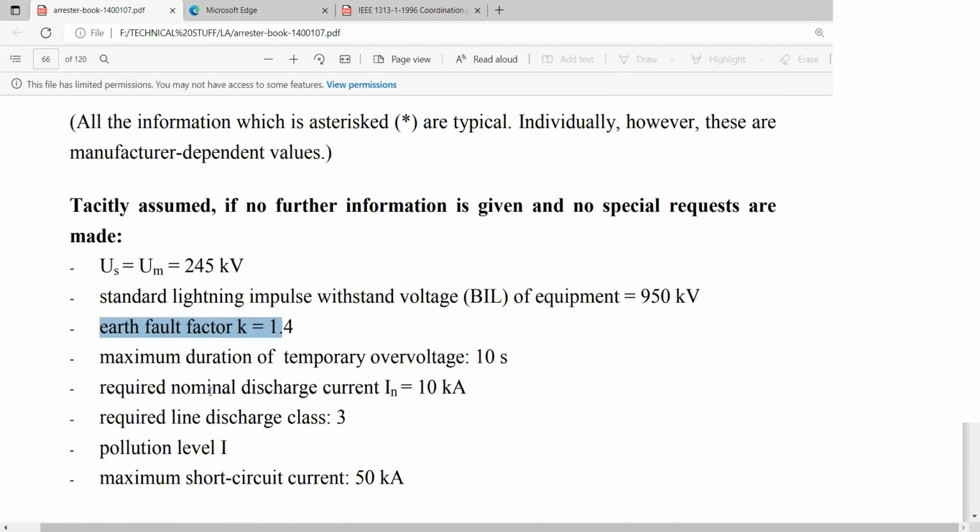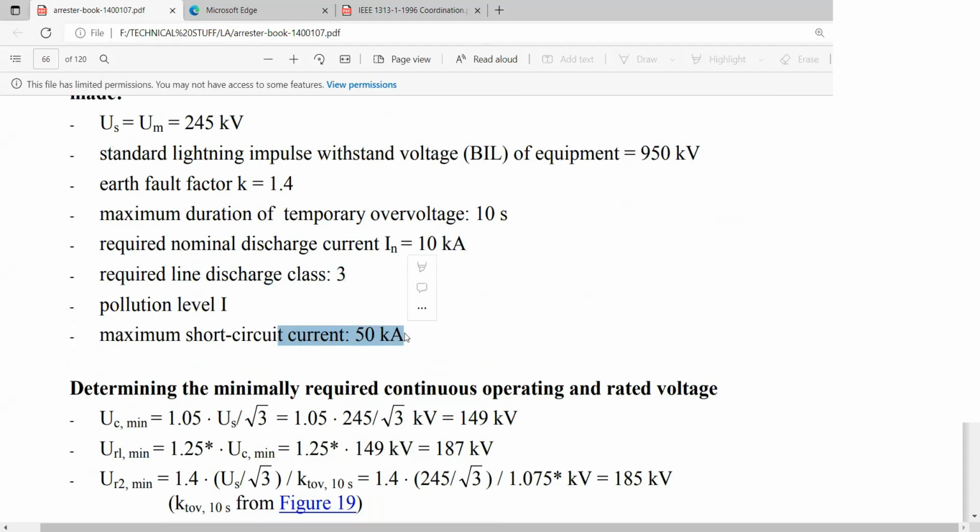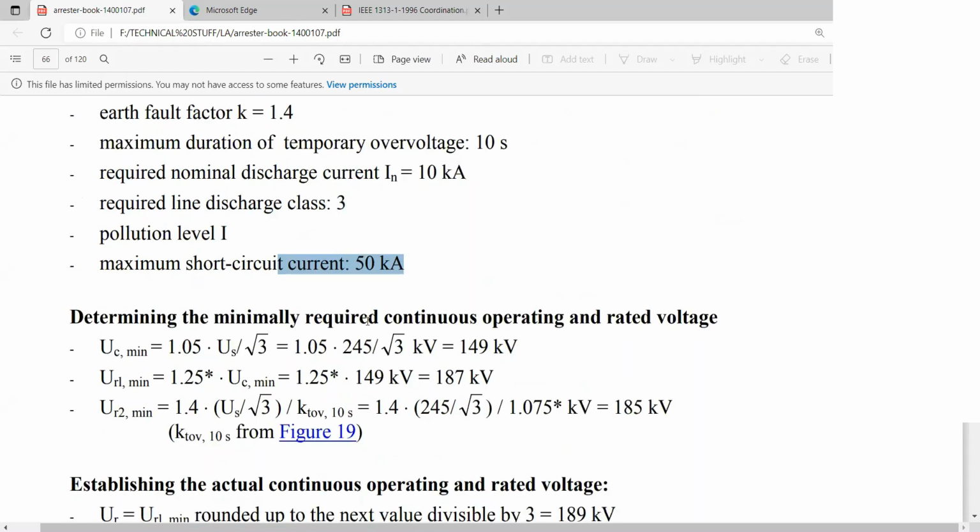Now I am considering the earth fault factor K equal to 1.5, because it is a solidly earthed system. I am assuming the maximum duration of temporary overvoltages is 10 seconds. For the nominal discharge current, I selected 10 kA, and I selected a class 3 lightning arrestor. The maximum short circuit is 50 kA.